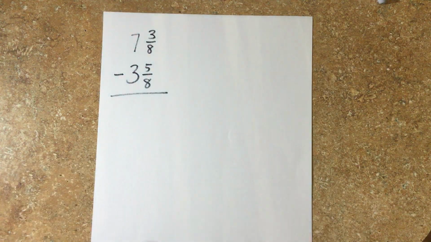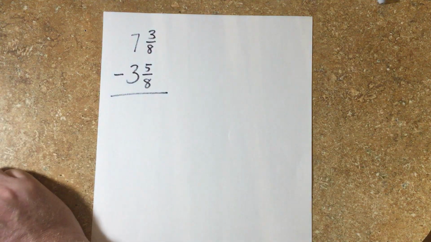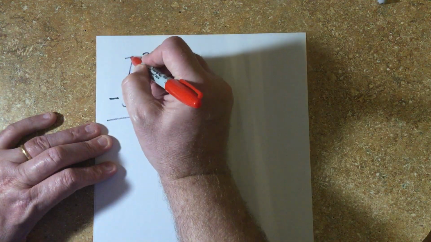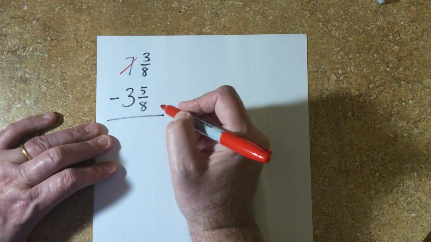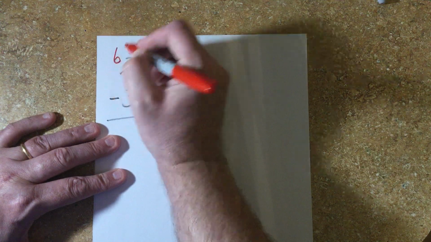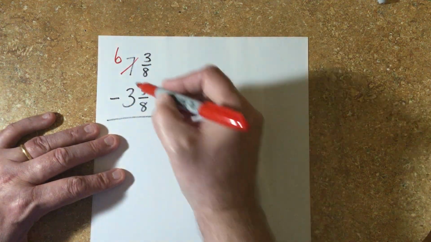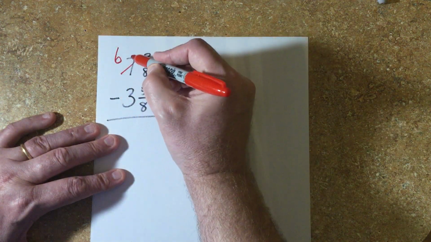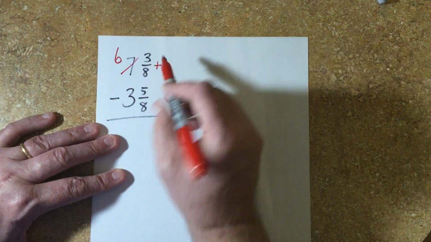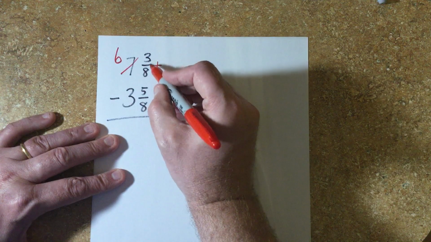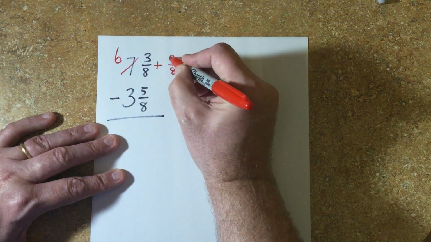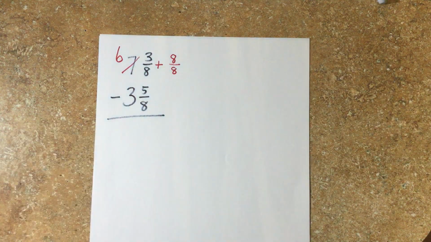So there creates our problem. And what we're going to do is borrow from the 7, and we're going to take 1 away from that. So that leaves us with a 6. And that 1 that I took away, I'm going to change it into a fraction. So in eighths, if you remember, a whole would be 8/8.